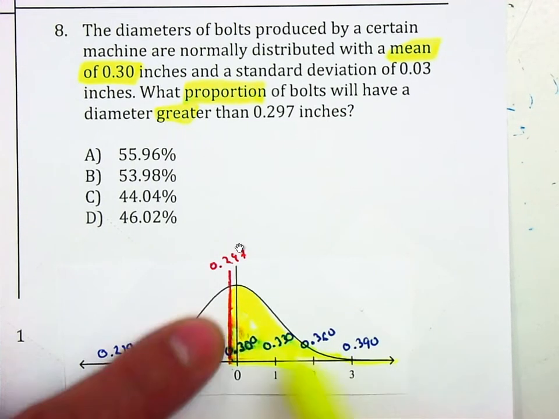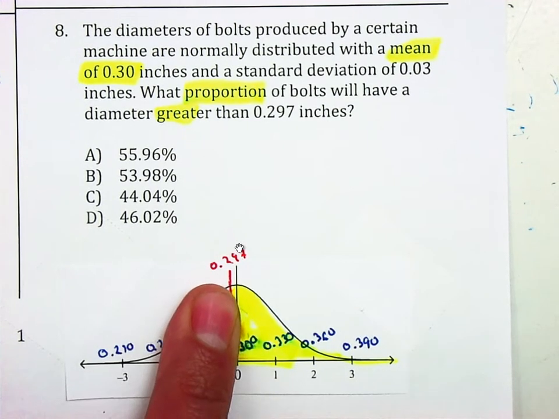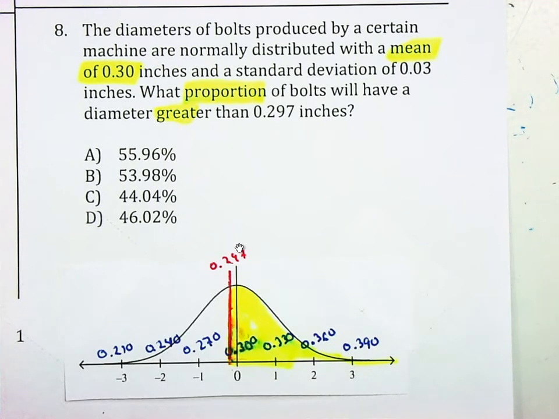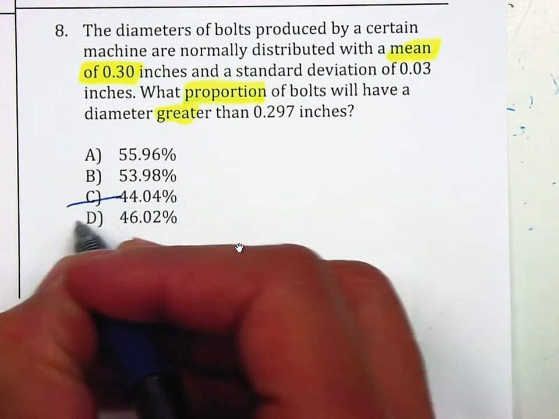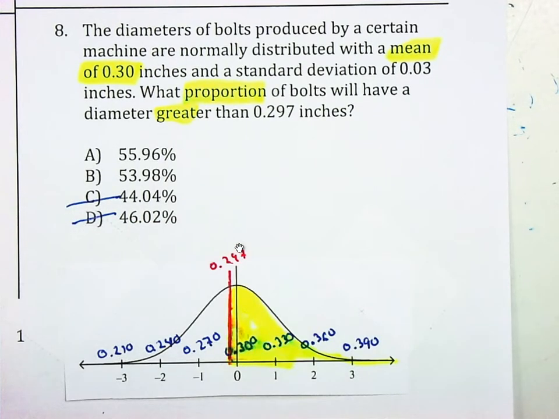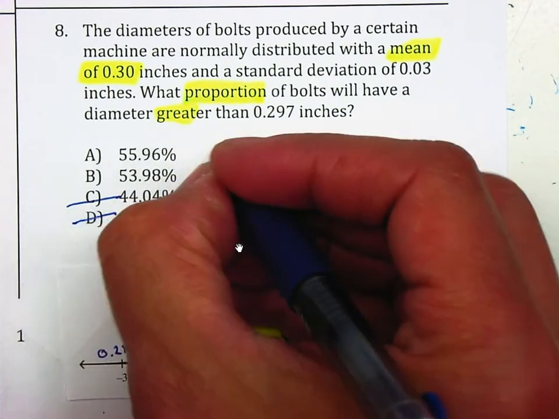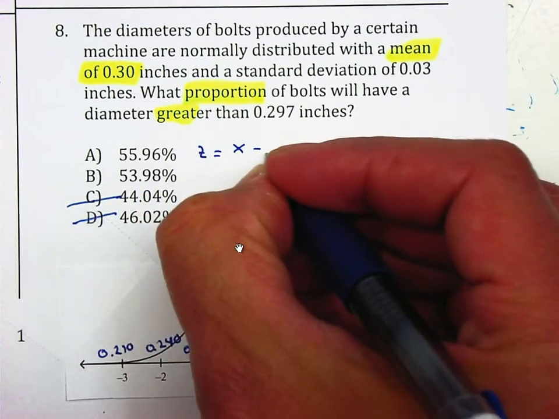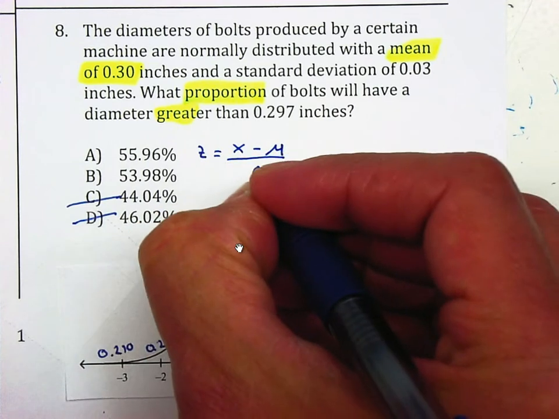And we know that because if it was from 0 all the way to the right, that'll be 50%. So I know it has to be bigger than 50%. So I know C and D are not the answers. But let me go ahead and use my formula. My formula is Z is equal to X minus your mean divided by your standard deviation.